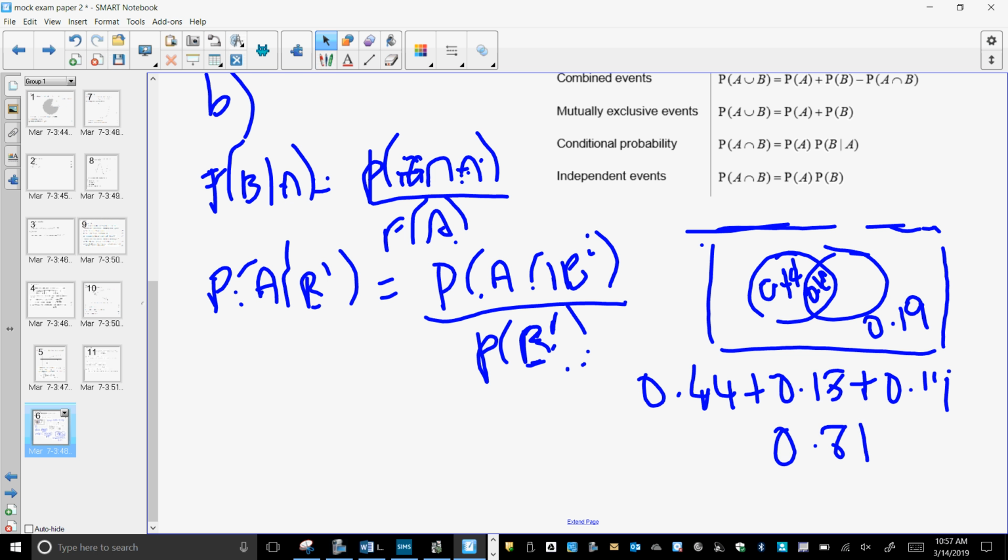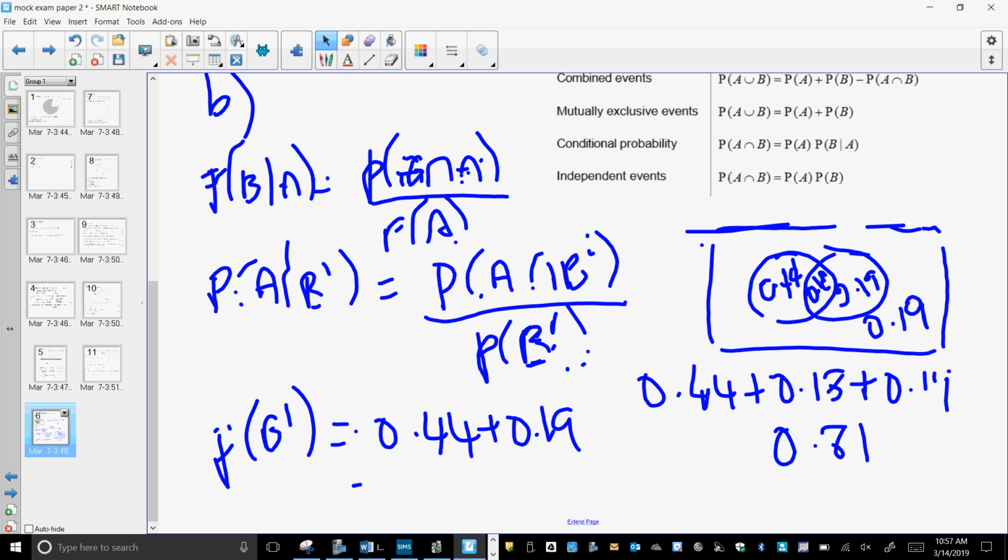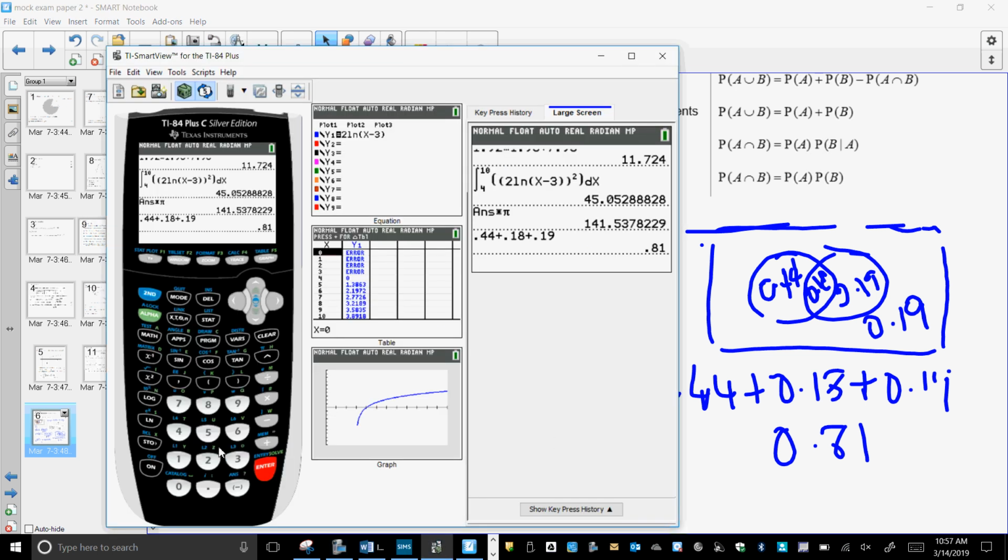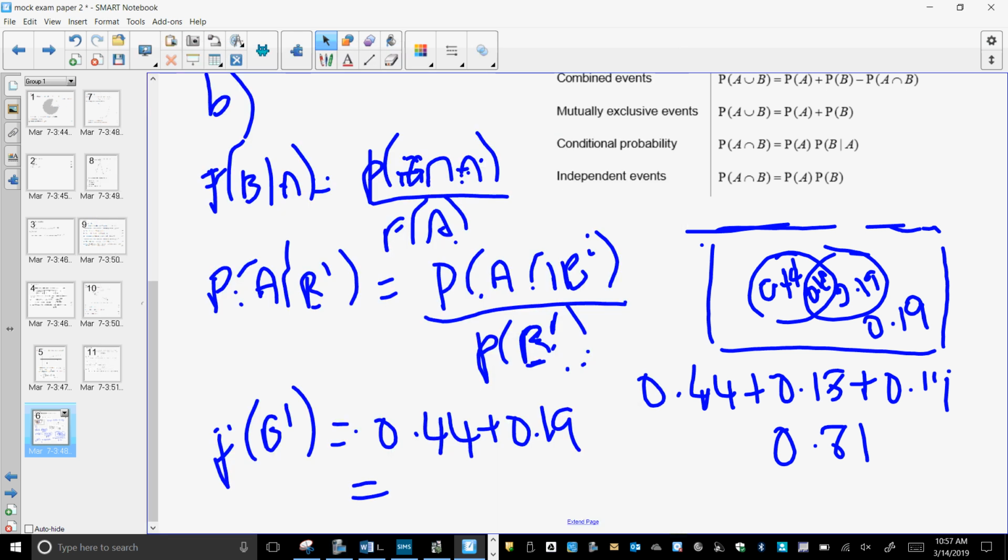So that means this portion here is 0.19, which means that the probability of not B, oh, we didn't even need to know that, Thomas H, is these two added together. So the probability of B dash would be 0.44 plus 0.19. So that's 0.63.